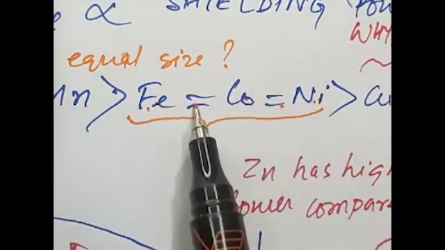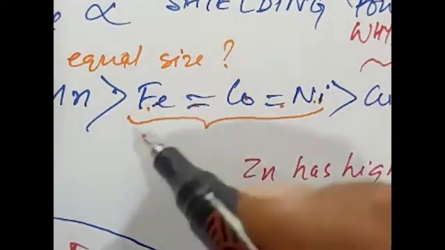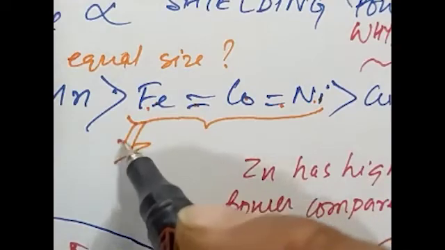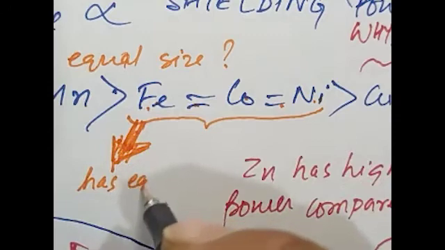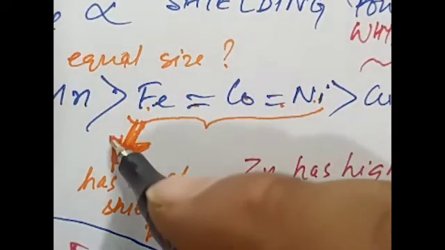So these three elements have the equal shielding power. All of these have the equal shielding power. I hope you have understood this part.